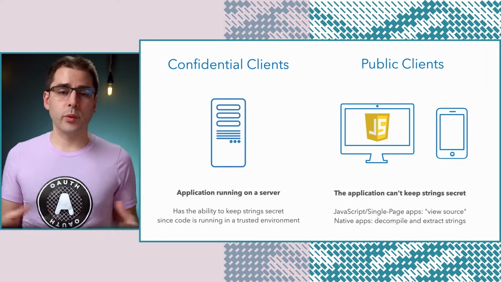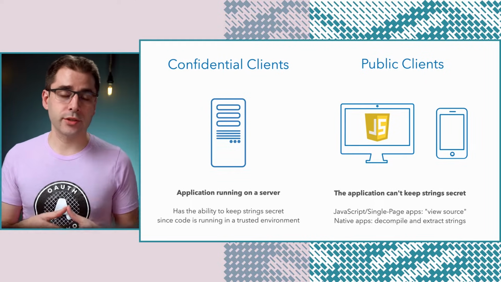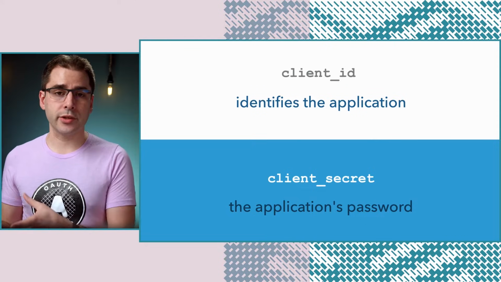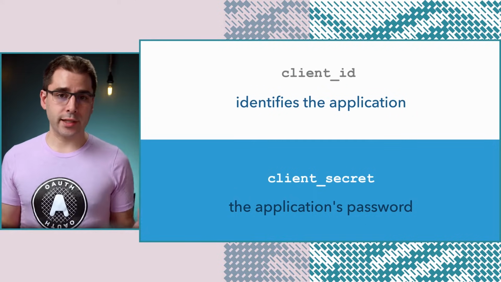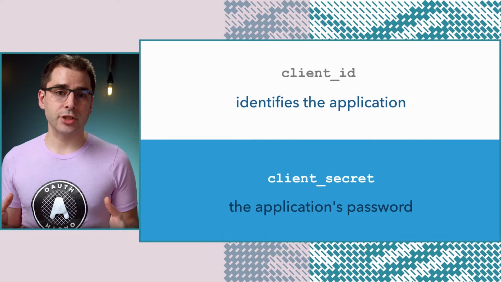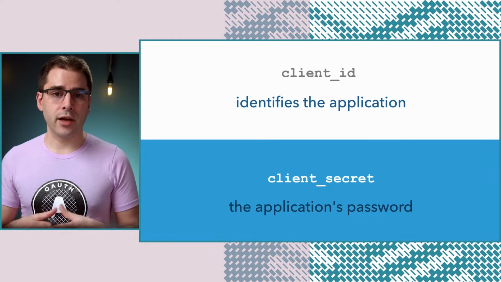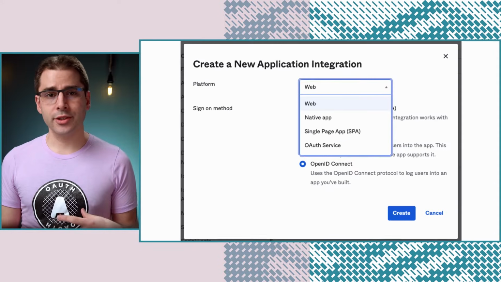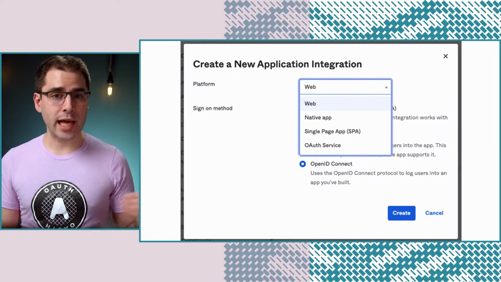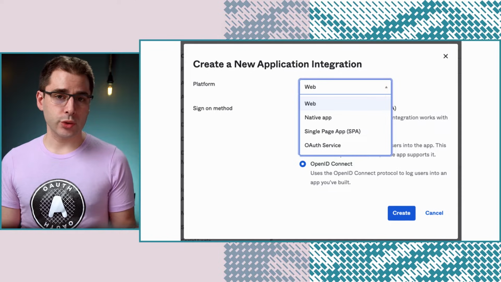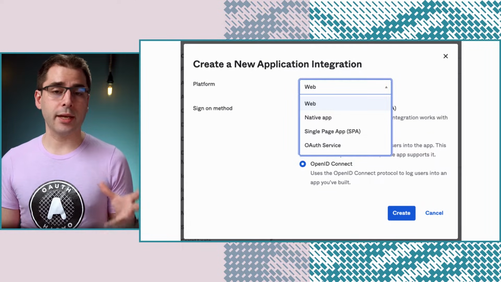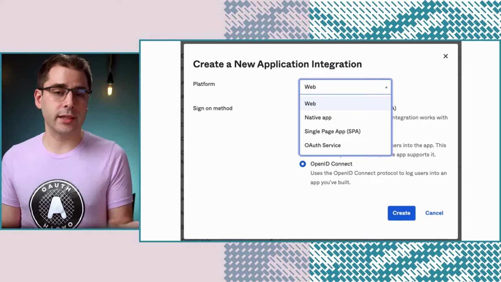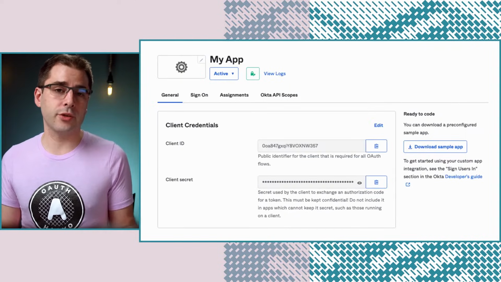So why is this important? Well, when you go register an application to start a flow, you'll get back a client ID and possibly also a client secret. The client ID is a public identifier for the app. The client secret is actually the application's password. It is meant to authenticate that app at the OAuth server. So as you go create an app in Okta, you'll see that Okta actually asks you what kind of app you're building. And then based on what you choose, it will then issue a client ID and maybe a client secret. If you choose native apps or single page apps, you won't get a client secret because it knows there would be no way for you to keep that safe.